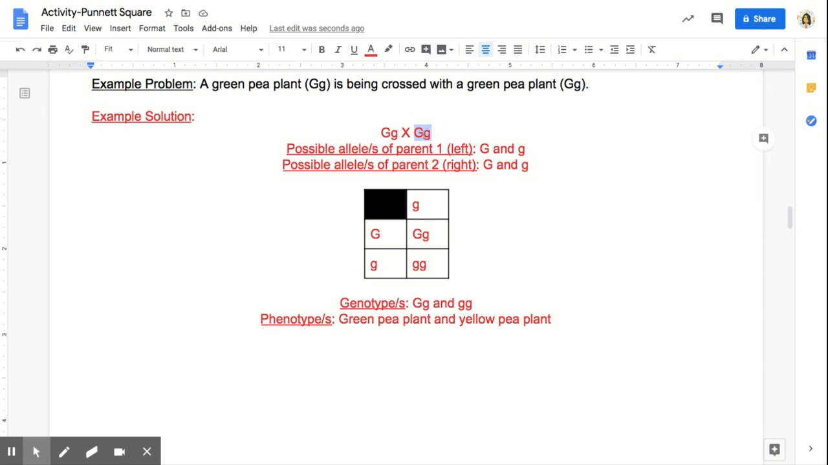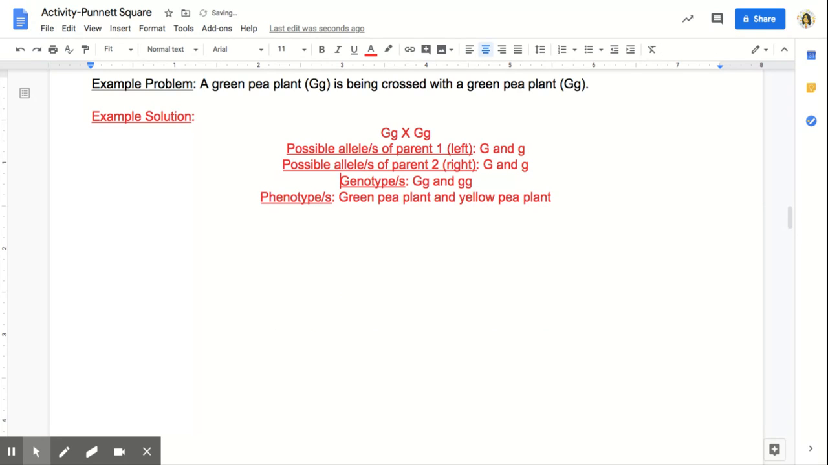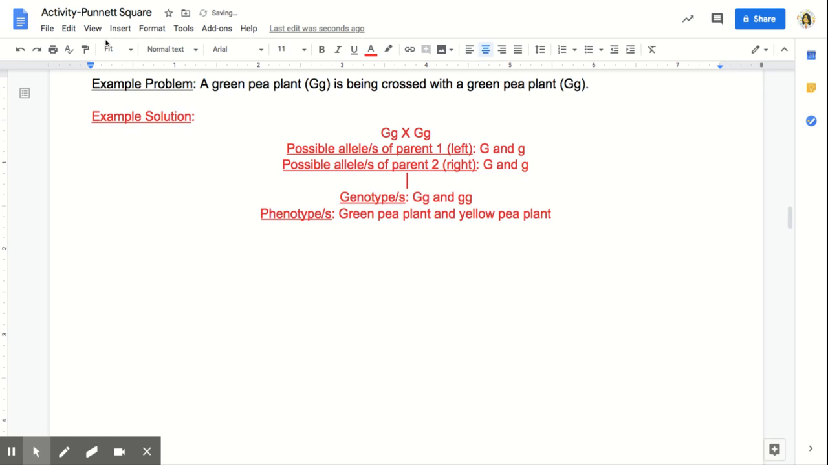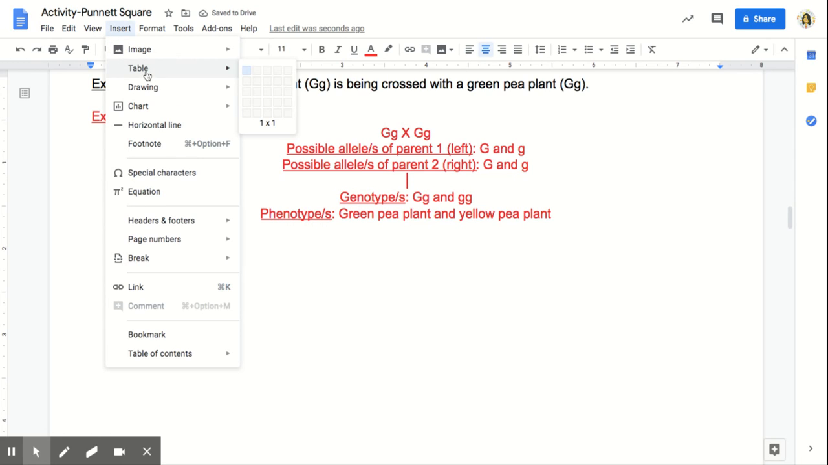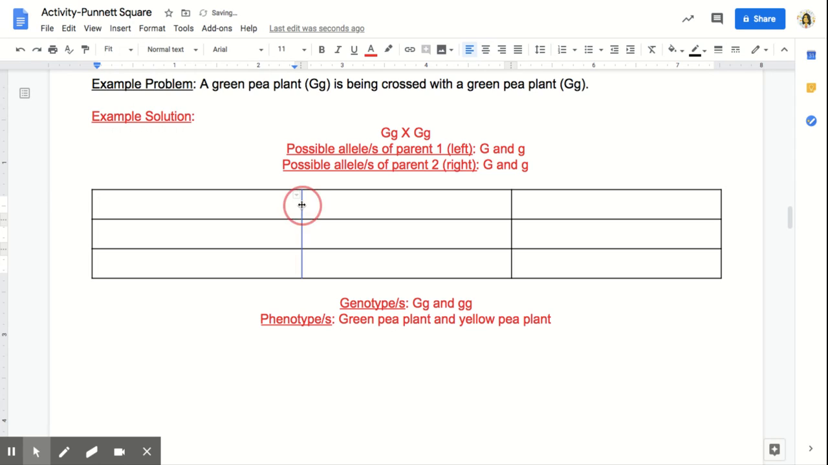So two types of alleles in parent 2. So there are two types of alleles. So we're going to have a 2 by 2 Punnett square. We're going to delete this one because this is 1 by 2. So insert table, which is 2. Again, we're not counting the first one. 2 by 2. Make it smaller.